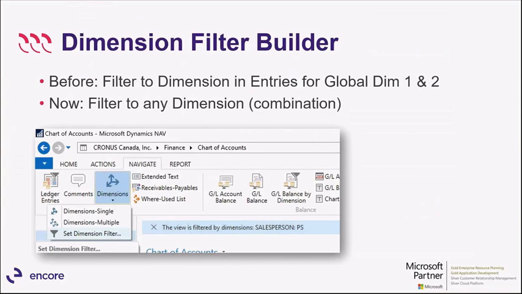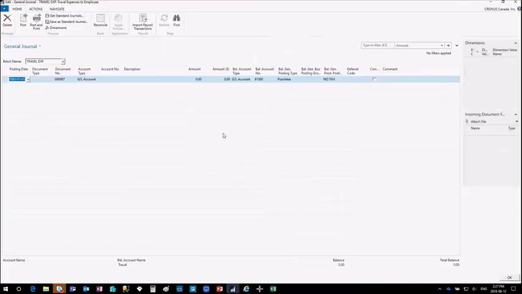The next feature I really like is the dimension filter builder. Previously, when you had more than 2 dimensions, you were not able to directly use a filter on a third or fourth dimension, let's say for the chart of accounts. Now it is possible to have even more dimensions. What you did in the past was create an analysis view by dimension, update it, and then create an account schedule, and then you could use all the figures by these other dimensions. But now you can really filter right away.